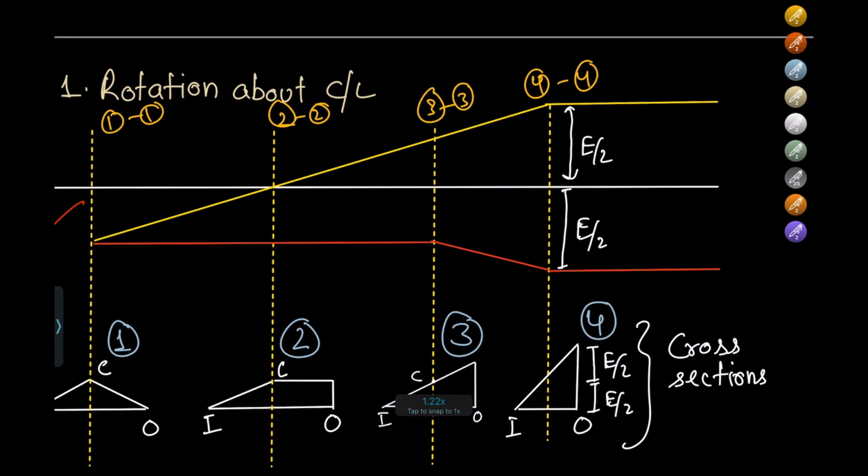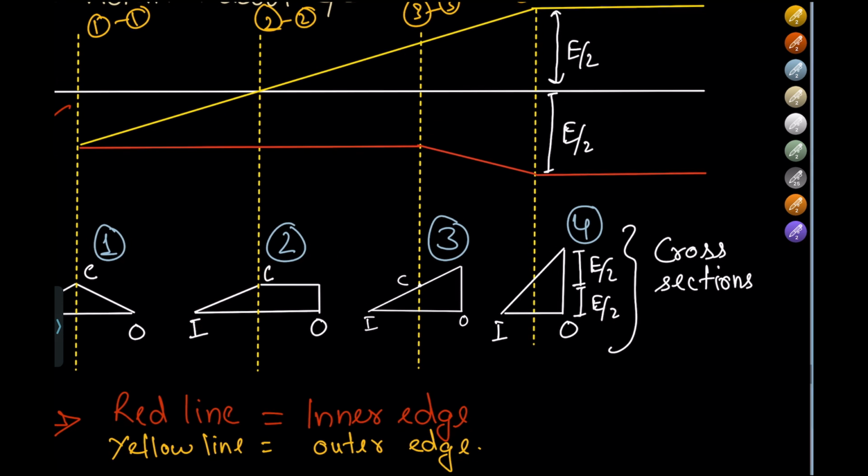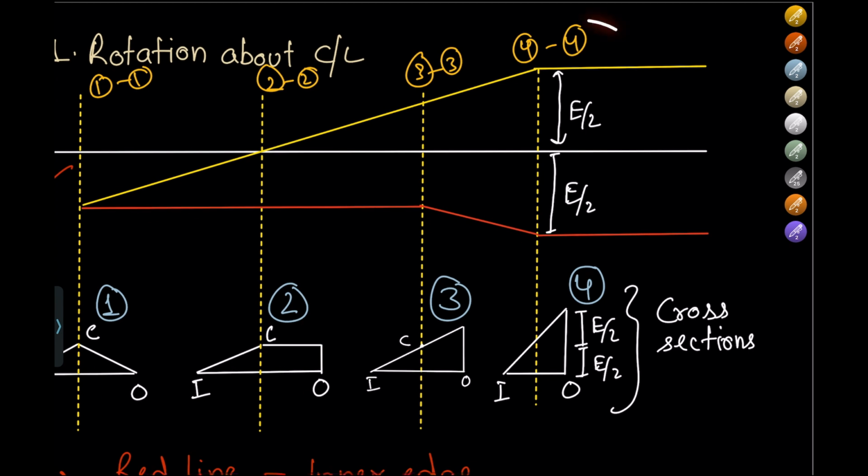sloping position. Next is the section 3-3. In the section 3-3, this edge has also been raised to the slope equal to the camber of the road. And next, for section 4-4, it is further rotated about the inner edge of the road and hence it is represented by section 4-4.